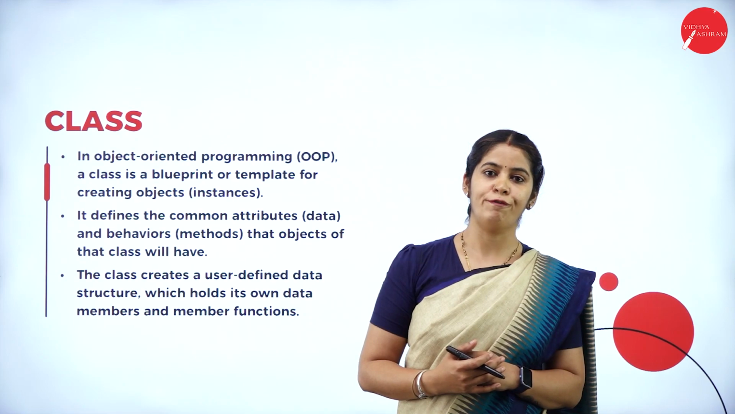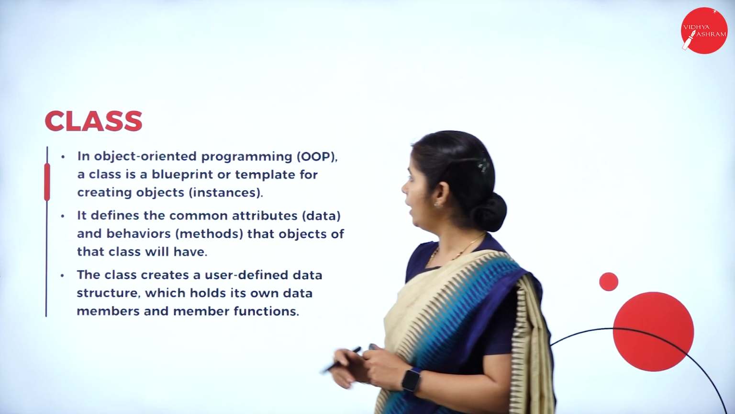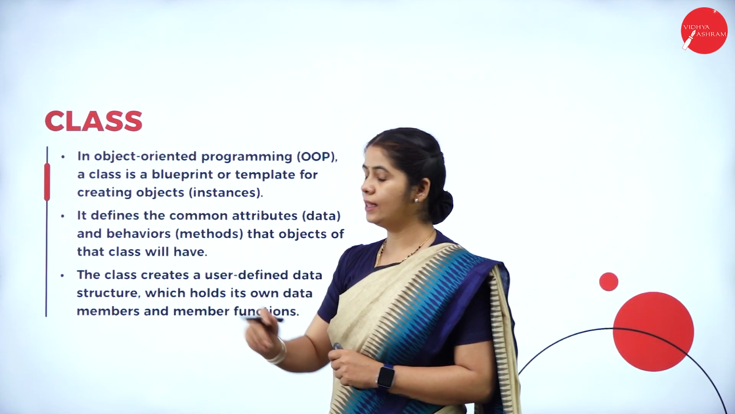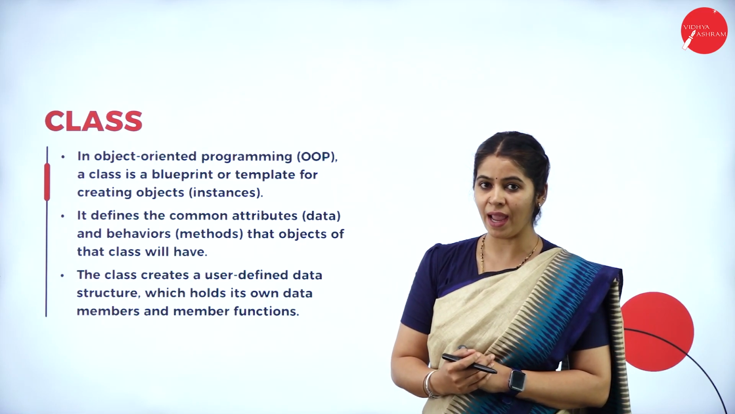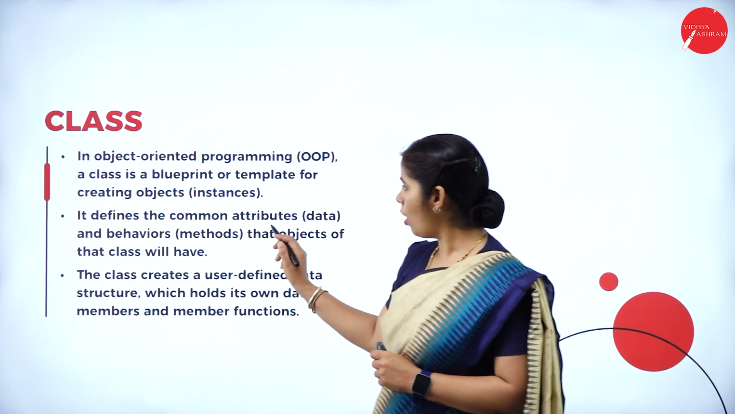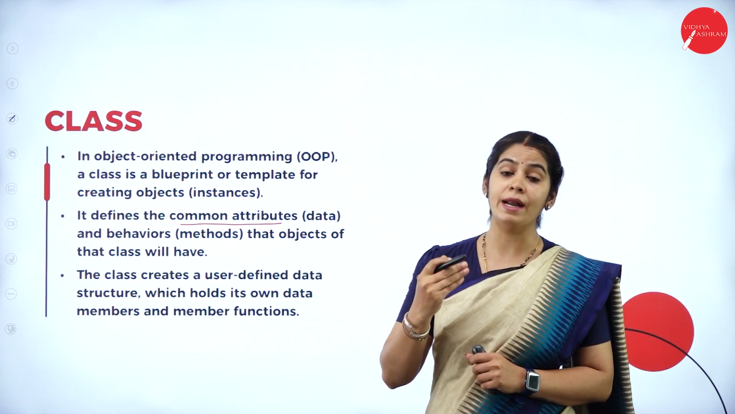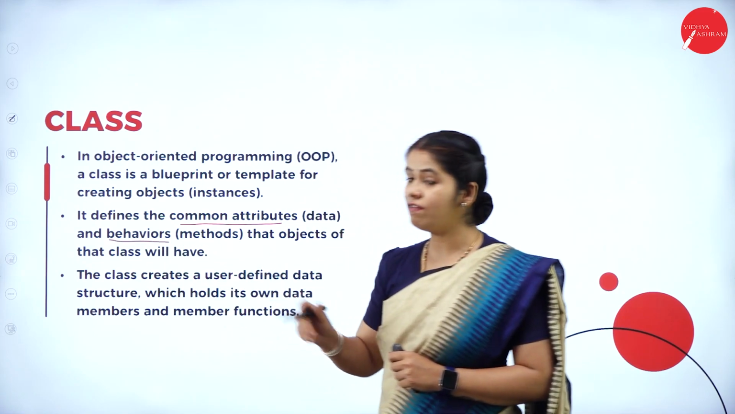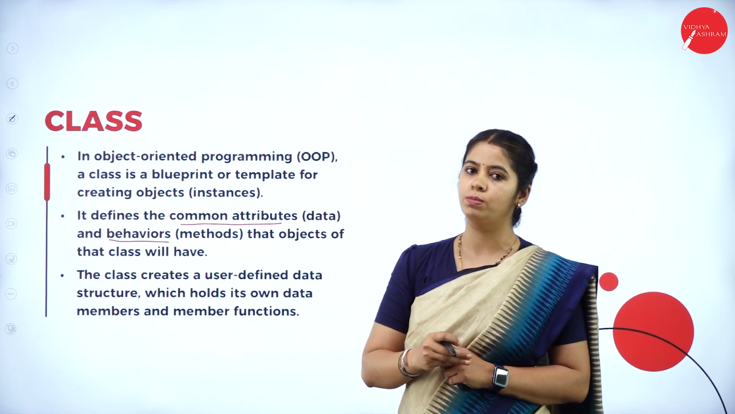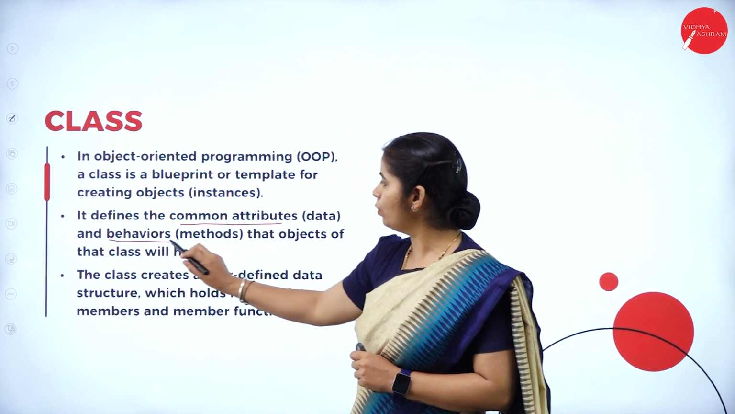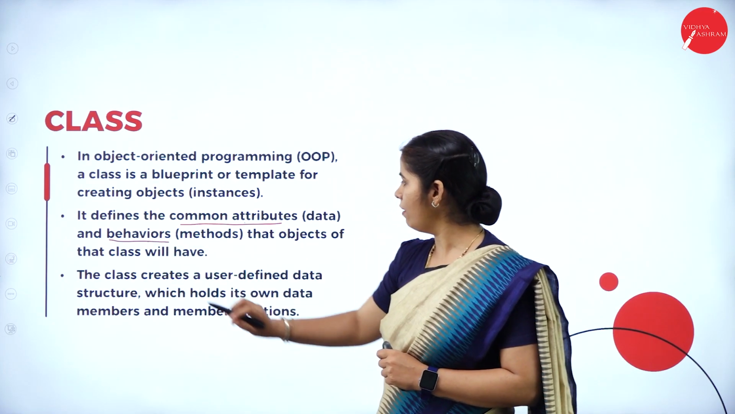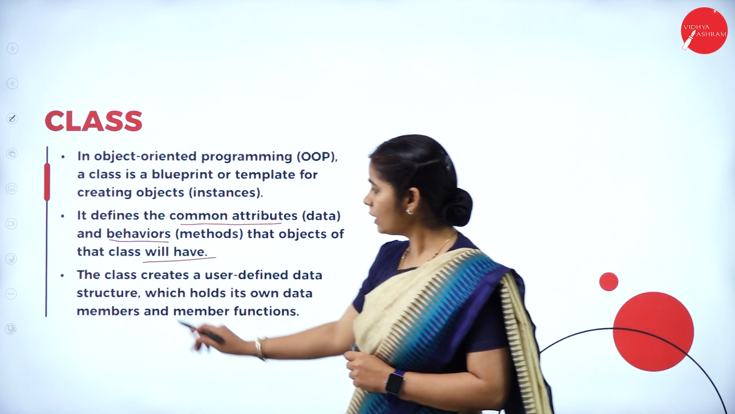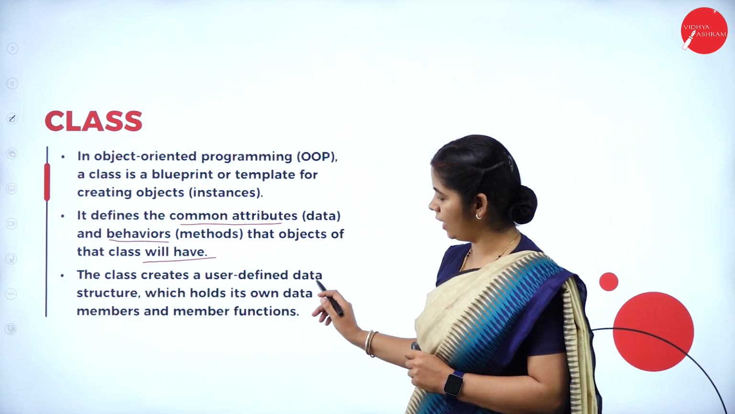Let us go with the formal definition for the class. In object-oriented programming, a class is a blueprint or template for creating objects, as we have just explained, right? It defines the common attributes, that is, the properties of the objects, and behavior. Behavior is nothing but the function of the object. It defines the common attributes and the functions or behavior that objects of that particular class should have, right? The class creates a user-defined data structure.